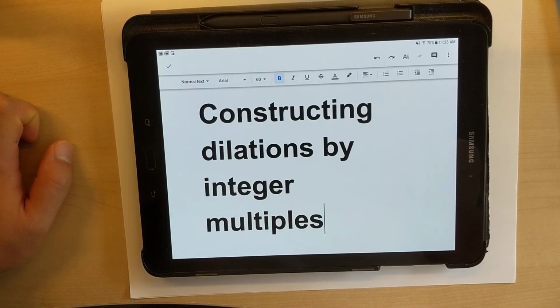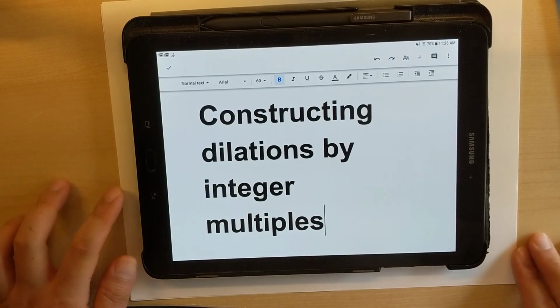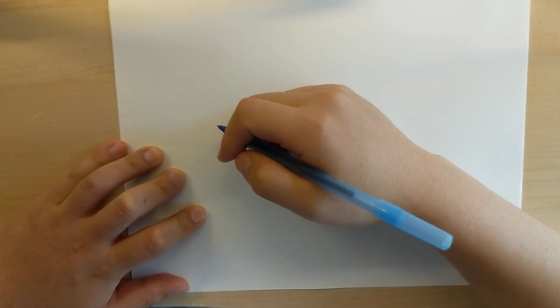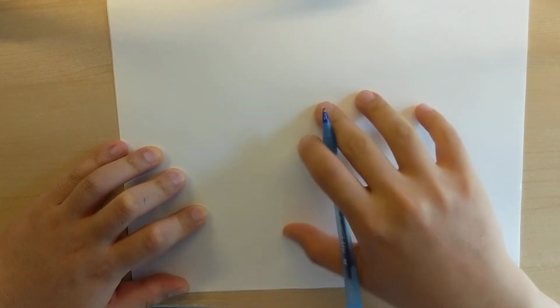Hello students, in this video I will go through the process of constructing dilations by integer multiples. Let's take a look. Okay, so to start, on a blank sheet of paper, what I want you to do is to draw something relatively similar to what I'm about to put on the paper here.